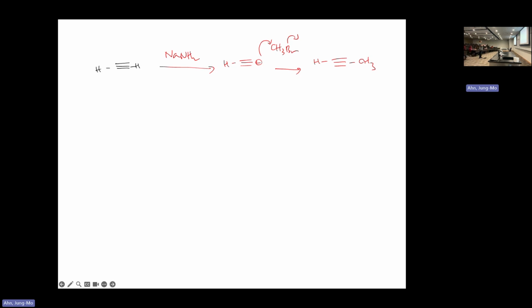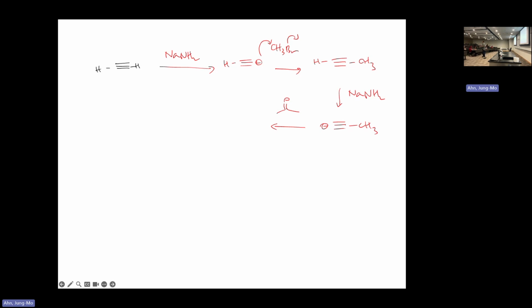Acetylene can have two hydrogens on both ends of the triple bond, so we can do one by one. After you do the substitution on one side, you can take the protons away on the other side the same way, using strong base. That makes an acetylene anion, which makes an attack on the alkyl halide.